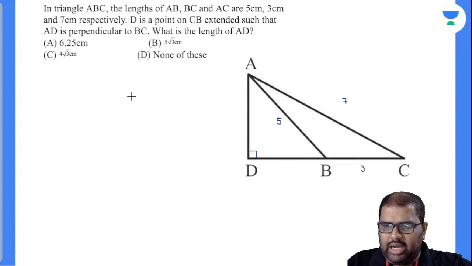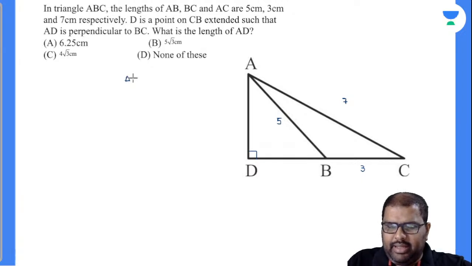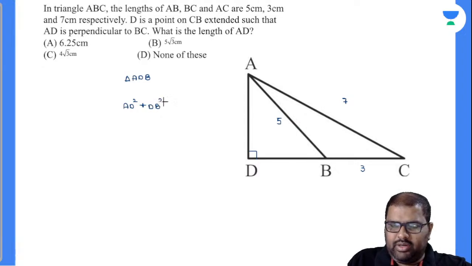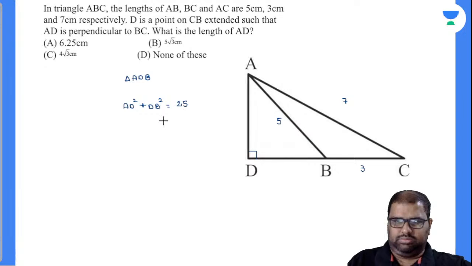So I will take triangle ADB as a right angle triangle here. Then let's find AD square plus DB square, which is equal to AB square. AB square is nothing but 25.